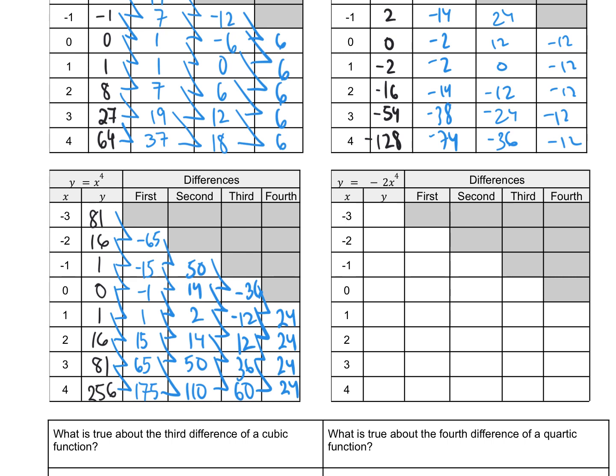Now, if you make a silly mistake somewhere along the line, it is going to mess up your entire table. But in this case, we can see that our fourth differences were constant and our polynomial was to the power of 4. So let's go to our next table. We're creating the table of values for negative 2, x to the power of 4. So pause the video here, get your y values, come back to check your work, and then we'll go to the finite differences.